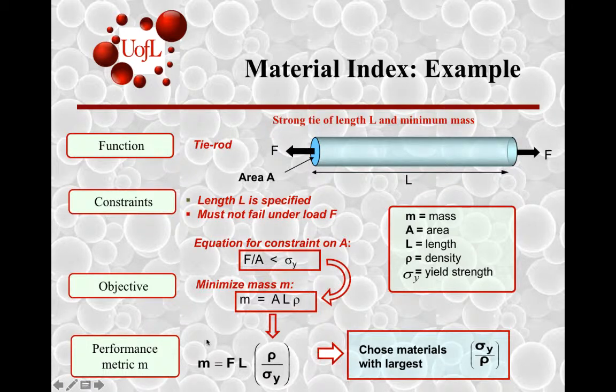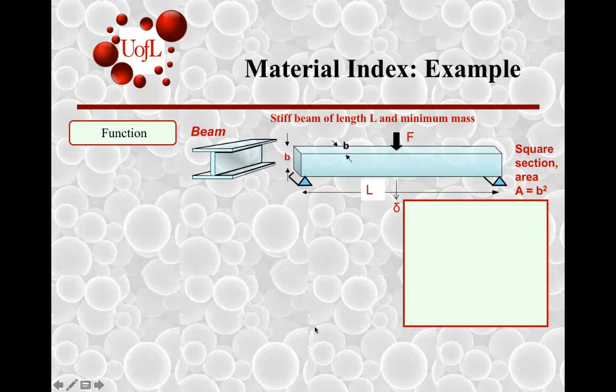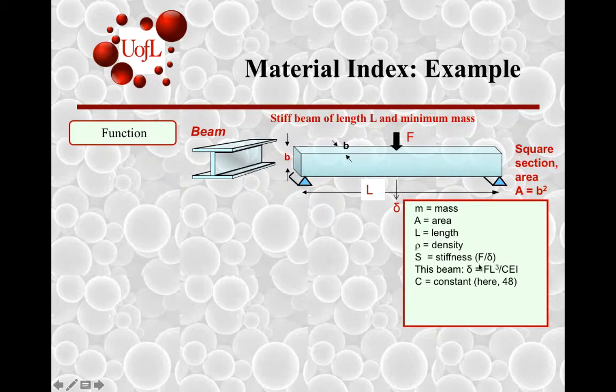The key thing to notice is that the material index is a product of the function, the geometry, and the material. Let's take another example of this type of a product. So again, we've seen this before in the case of a beam. Right? This is a stiff beam with a mass M, area A, length L, rho, and now we are trying to deal with the stiffness, F over delta, where delta is the deflection. It can be computed from strength of materials by this term over here.